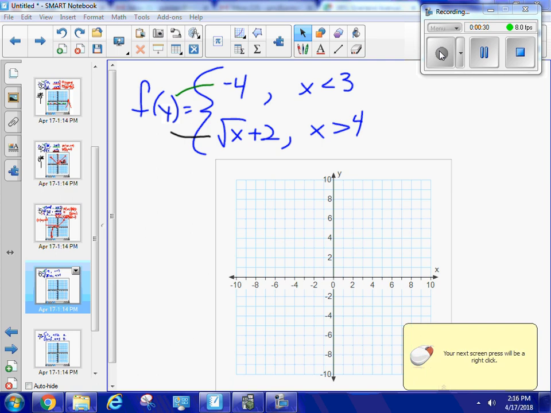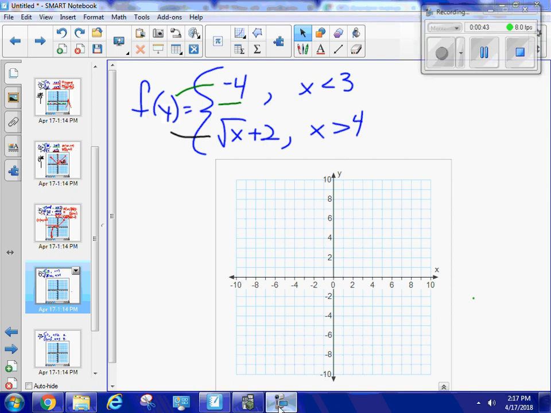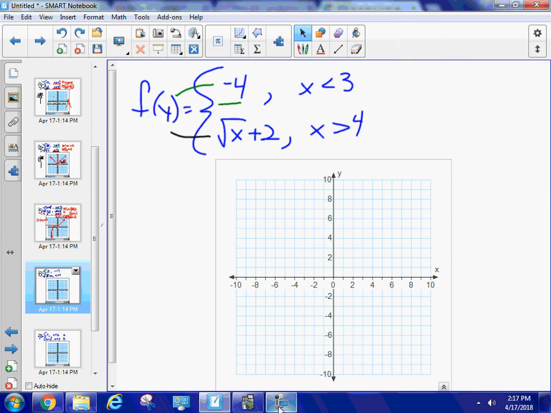So starting with the first one, -4 is a constant function. The next screen, I don't want it to be a right click. I want it to go right. There we go. Okay, erase that. There we go. It's going to be -4, it's a constant function.